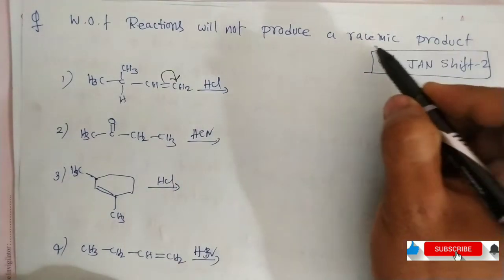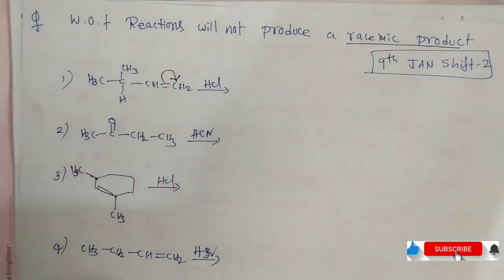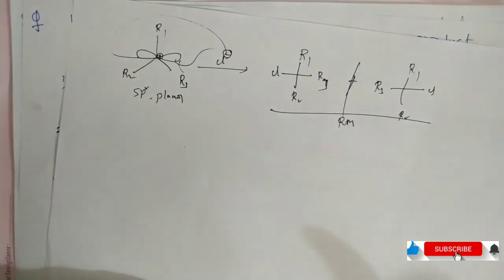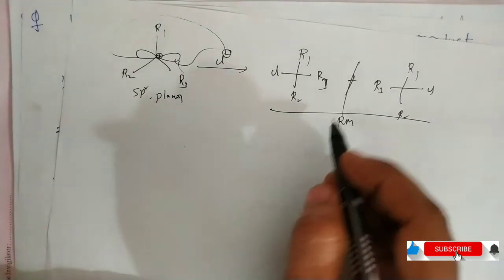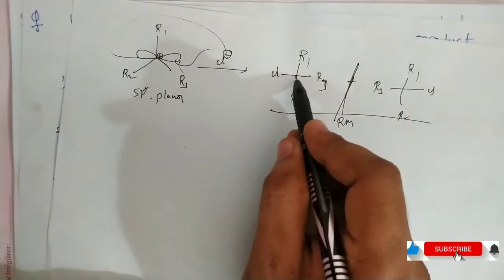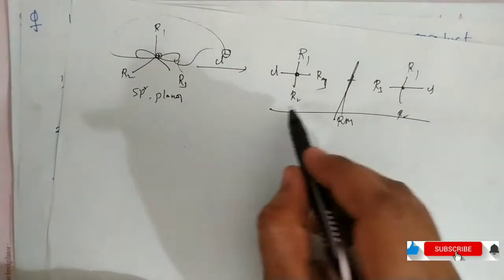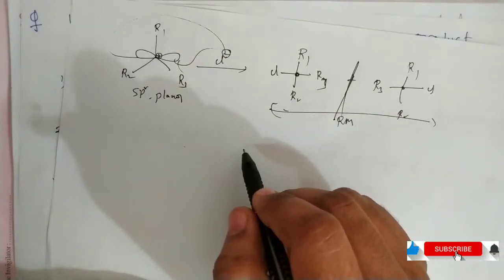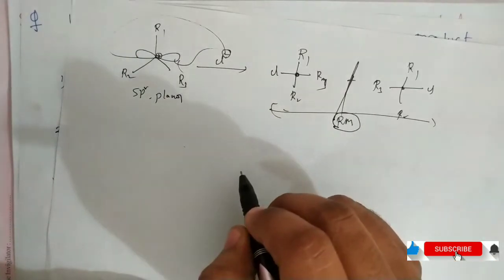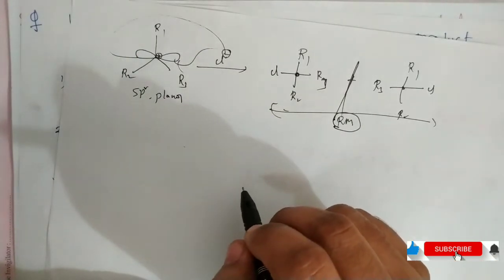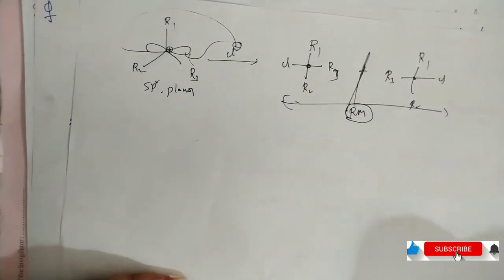So let us discuss what a racemic product is. A racemic product is nothing but a mixture of two enantiomers. Suppose here you can see these two are the enantiomers. This is the chiral carbon with different groups. These two are mirror images of each other. So the mixture of two enantiomers is nothing but a racemic mixture. In chemical reactions, a racemic mixture is formed as a product.